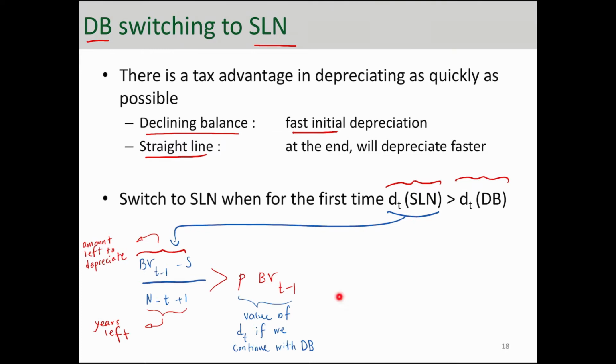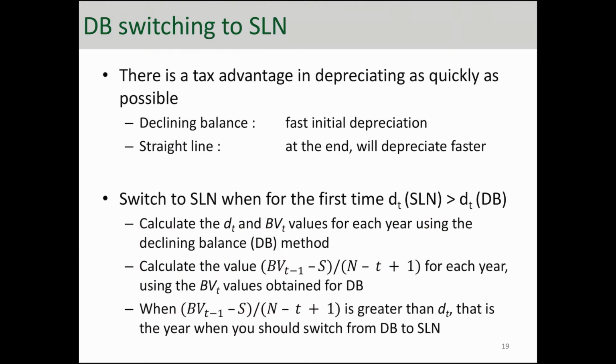So what needs to happen is at any year that you are filing your taxes, you got to make this comparison. If you're at year 2, your T is 2. If you're at year 3, your T is 3. And you make this comparison and see if it's optimal to switch. And these are actually the steps that you need to follow, essentially what we just discussed. Looking at this ratio, and if it's greater than dt of declining balance, make the switch.